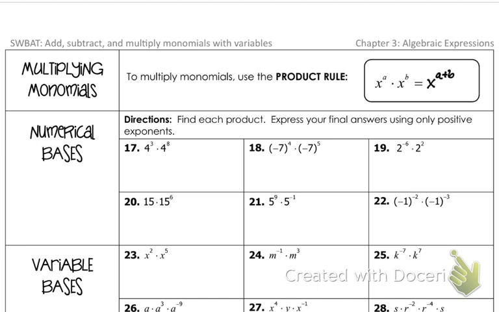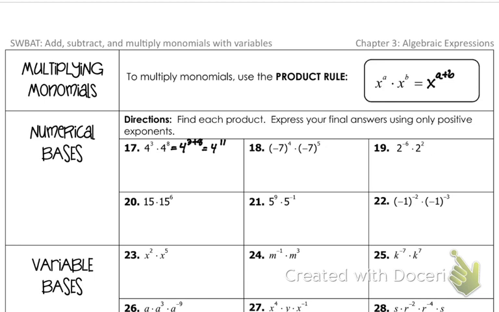All right, so we're going to do 4 cubed times 4 to the 8th. And we're going to simplify it first. We're supposed to find each product and express our final answer using only positive exponents. So let's see how that works. So we have 4 to the 3rd times 4 to the 8th. Now, if we look at our rule, we have the same bases, so I can turn this to 4 to the 3 plus 8, which is the same thing as 4 to the 11th.